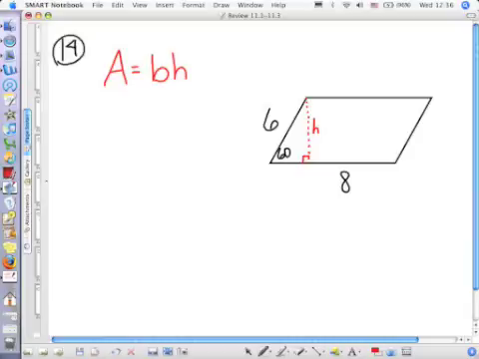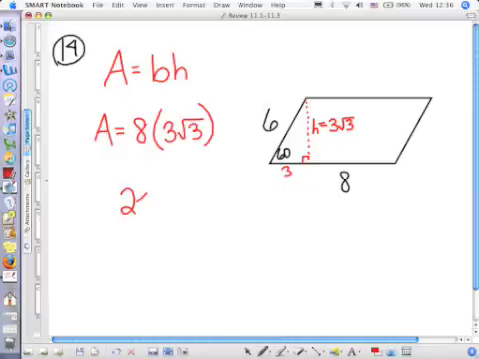And the h is the long or short leg? Long. It's the long leg. It's opposite the 60. So first I have to find the short leg, which is half of the hypotenuse. And the height is the short leg multiplied by the square root of 3. So I have a base of 8 and a height of 3 square roots of 3, which gives me an area of 24 square roots of 3, or 41.6.